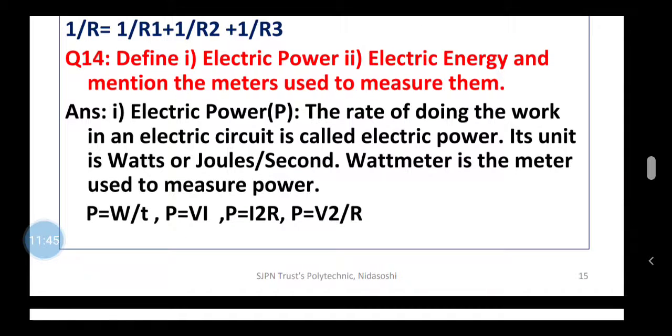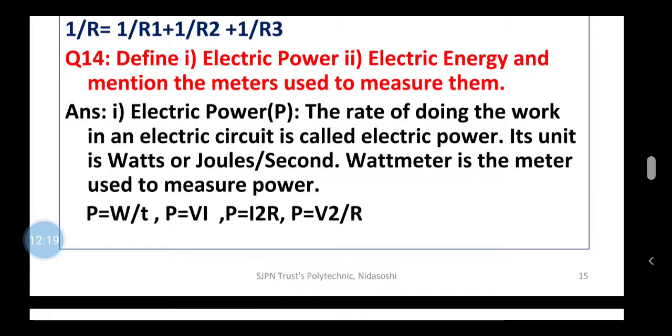Now coming to question number 14: define what is electric power, electric energy, and mention the meters used to measure them. Okay, so the first point is electric power. What do you mean by electric power, friends? The rate of doing work in an electric circuit is called electric power. Its unit is watts or joules per second. Now this power is measured by using a meter called a wattmeter.